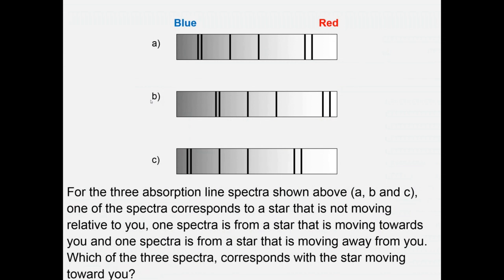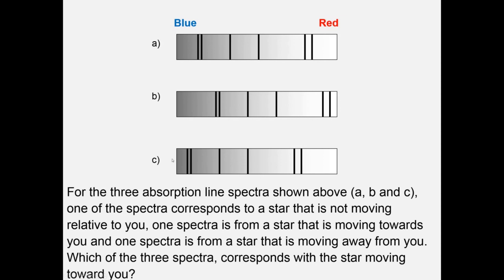So what are the normal lines? But I'll tell you this much. The one that's moving towards you has to be blue shifted. So which lines are the most to the left? And the answer is C. All right, these lines are the most to the left.